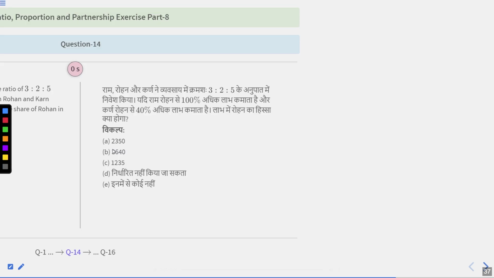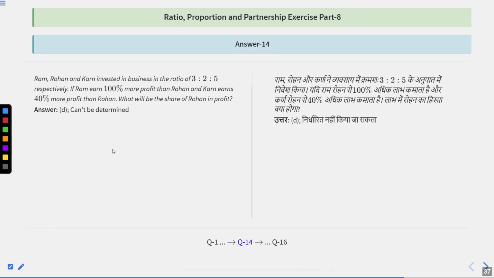Now time's up. Let's see the solution. This is a very logical question. In this question, Ram, Rohan and Kern invested in a business in this ratio, but the amount is not given. And the question is, what will be the share of Rohan in profit? If we don't know the investment and we don't know the profit share, how can we calculate Rohan's profit? So the answer will be cannot be determined.